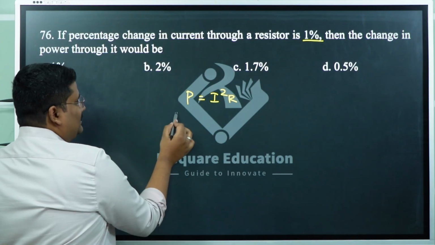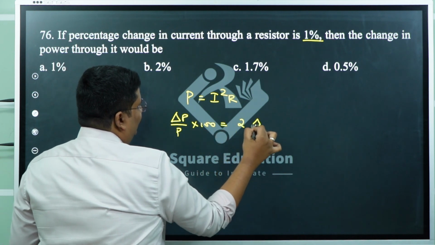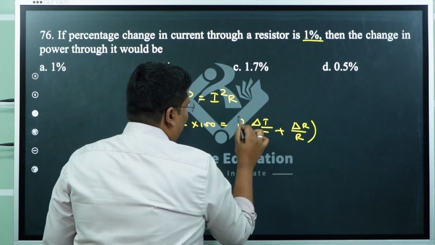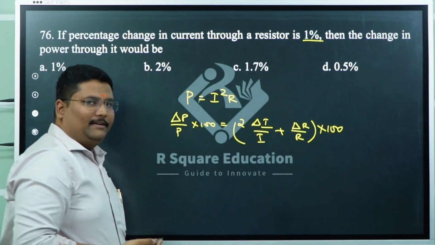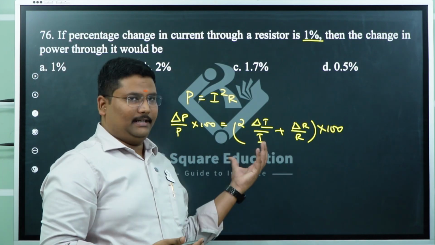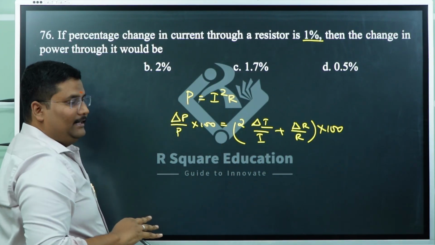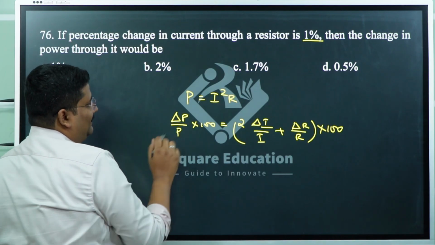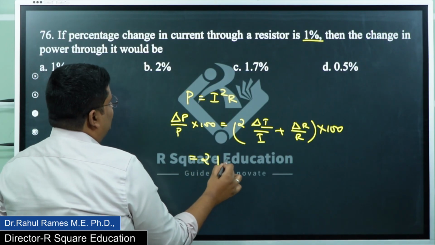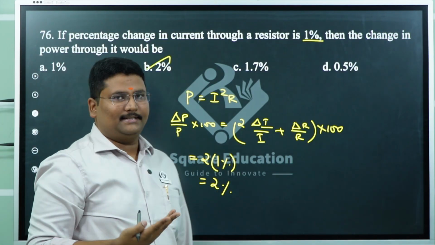So change in power means, delta P by P into 100 can be written like 2 delta I by I plus delta R by R into 100. This you would have studied in errors of your units and measurements in 11th standard, the similar case only, but we have taken that into care because this is the change in power denoted with percentages. So delta P by P into 100, it's going to be 2 into delta I by I, so it is going to be what, 2 times 1%, so it's going to be 2%. So the answer is 2% because resistance is not taken care.